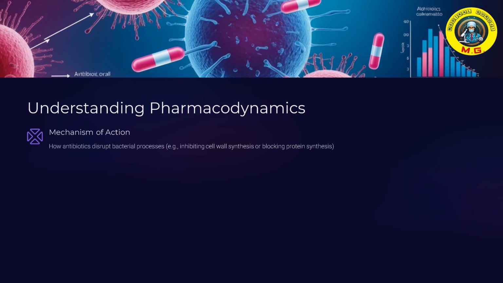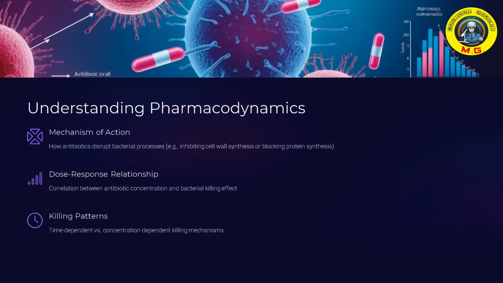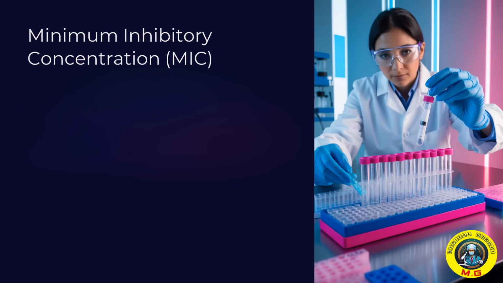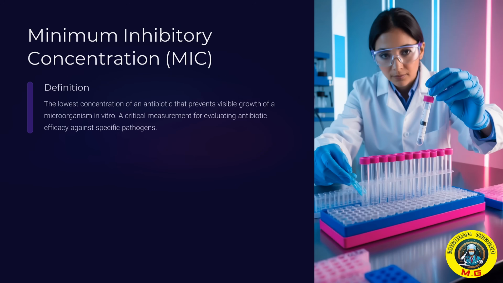Key pharmacodynamic parameters include the minimum inhibitory concentration (MIC), time-dependent killing, and concentration-dependent killing. So first one is MIC. What is MIC? MIC is minimum inhibitory concentration, that is the lowest concentration of an antimicrobial agent or antibiotic that prevents visible growth of a microorganism in vitro. It is a critical measurement used to evaluate the efficacy of an antibiotic against a specific pathogen.